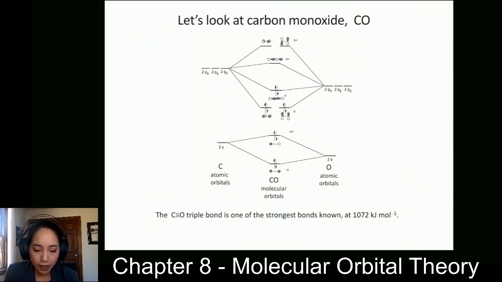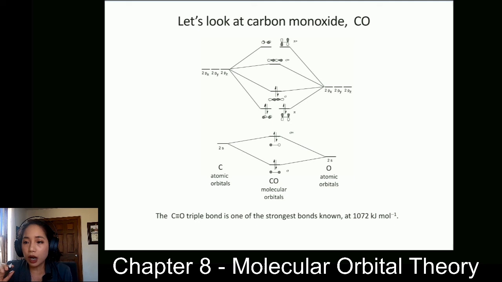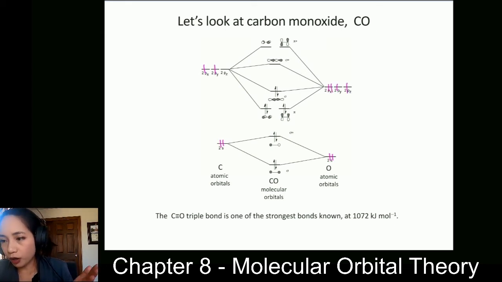Okay, one last slide. This is the MO diagram for carbon monoxide. So carbon and oxygen are both 2p elements, right? So total, how many valence electrons do we have to place? In carbon, there's 4. 1, 2, 3, 4. And then oxygen has 6. So 1, 2, 3, 4, 5, 6. So this is the MO diagram for carbon and oxygen.